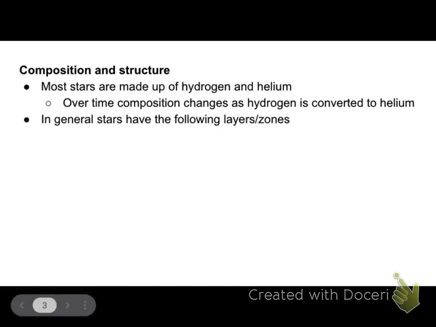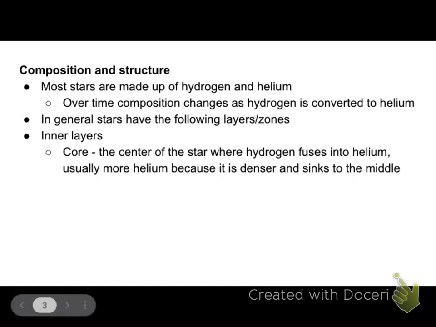In general, stars have the following layers, or zones, you could call them. We're going to start from the inside of the star and work our way out. So the inner layers are the core at the very center of the star. Okay? This is where the process of fusion is happening because it's where there's the most heat and the most pressure. So that means at the center of the star is where hydrogen is becoming helium. And because helium is more dense than hydrogen, it doesn't escape out of the star, but instead it gets sucked down and stays in the core because it's denser than the hydrogen that surrounds it.